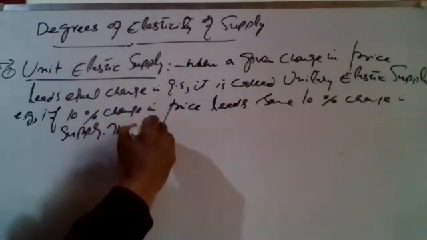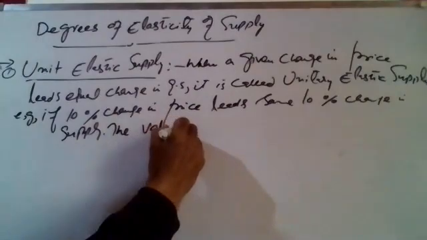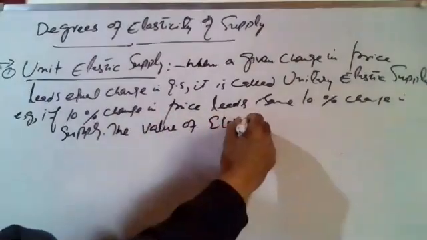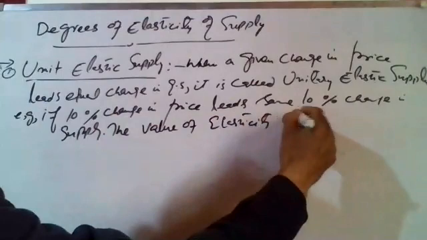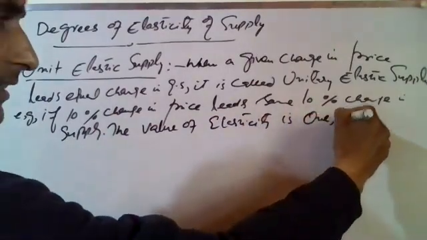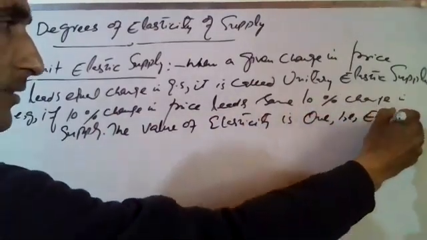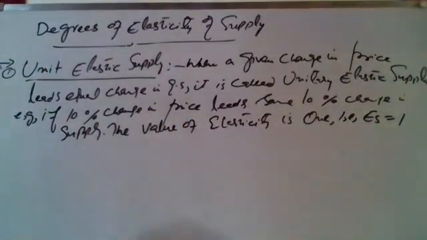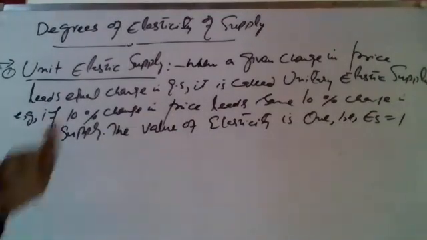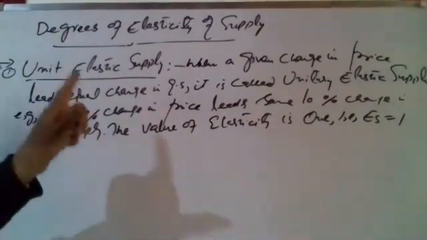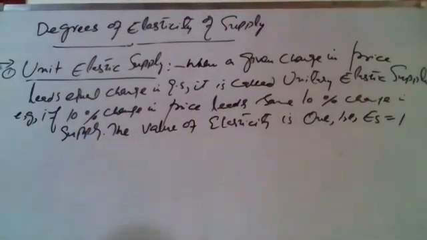That is, the coefficient of elasticity of supply, or value of elasticity of supply, is 1. That is ES equals 1. कल मैंने आपको दिखाया how to calculate the elasticity of supply from the formula. जब भी तुम्हारा वैल्यू 1 आएगा तो आपको लिखना है this is unitary elastic supply. So there is equal change in supply as change in price.